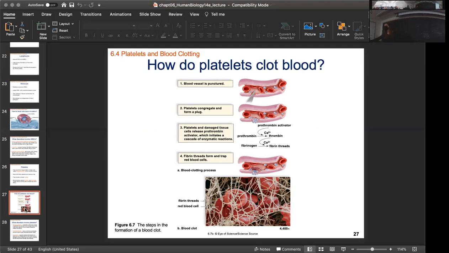So essentially this is like Red Rover, right? They're all kind of holding hands, they're joining these threads, they're not letting that red blood cell escape, made up of fibrin threads. You guys played that game?